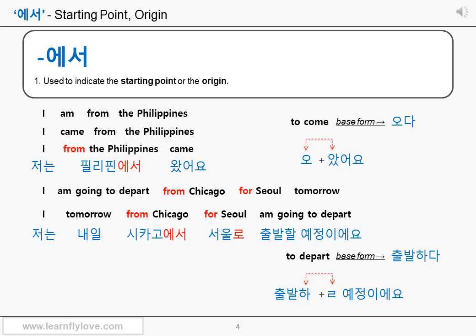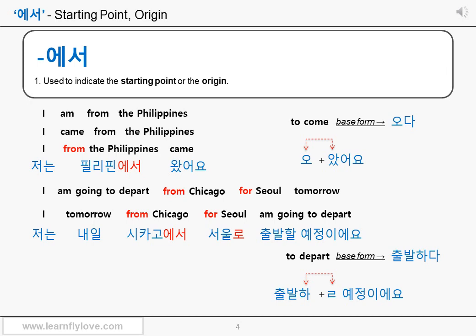I, 저는, tomorrow, 내일, from Chicago. Chicago can be transcribed Chicago in Korean. This is where you start your journey. So you add a particle, 에서. Chicago에서. For Seoul, this is the tricky part. What particle do you want to use? Some of you might be considering the destination particle 에. Maybe. People would still understand what you're trying to say even if you use the destination particle 에. But I would rather use the particle 으로, 로 that can indicate the direction and the destination at the same time. Why? Let me ask you first.